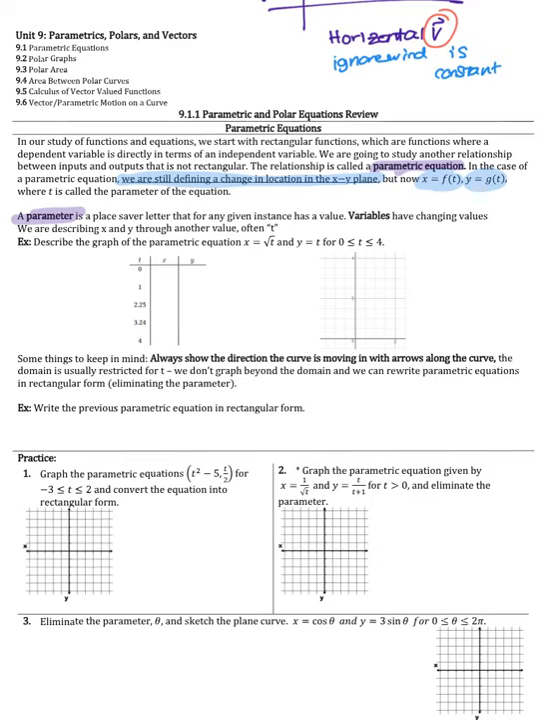We're going to use what we are given for x. X is the square root of t. We're going to use what we are given for y. Y is equal to t. And we're going to be looking over the interval from 0 to 4 and filling in this table.